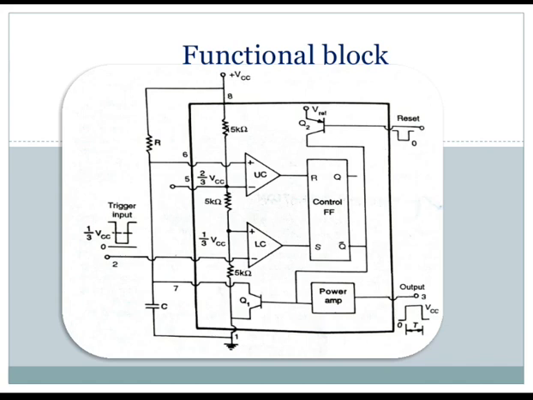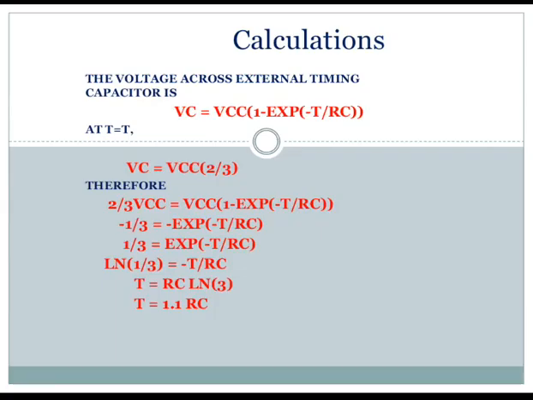So initially it is 0, and after applying the trigger input it moves to some value, and after reaching 2/3 of VCC at some time period T, again the output moves to the 0 state. It is evident from the calculation: normally the voltage across capacitor VC is calculated by VC equal to VCC times (1 minus e power minus t by RC). So after some time period t, VC is replaced by 2/3 of VCC.